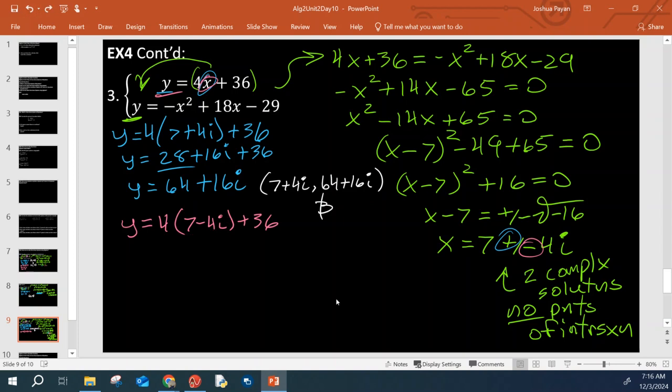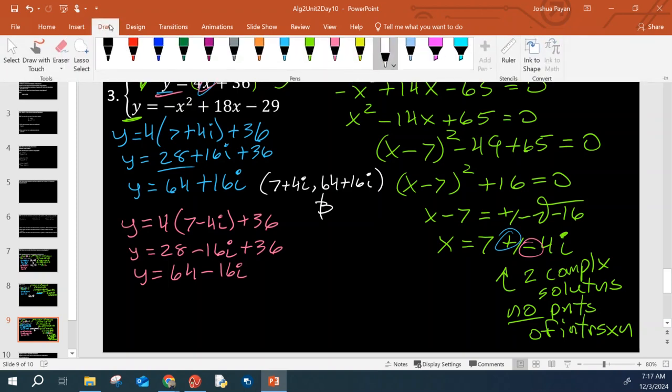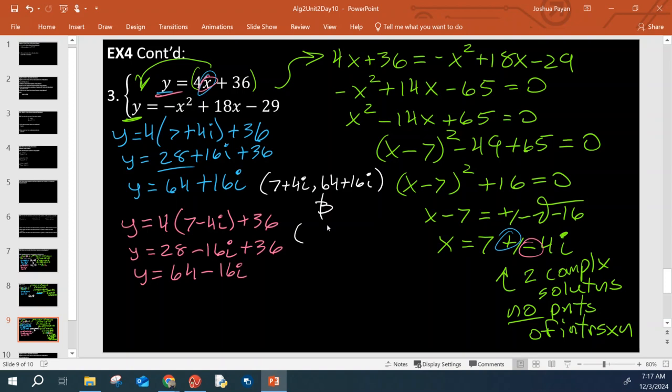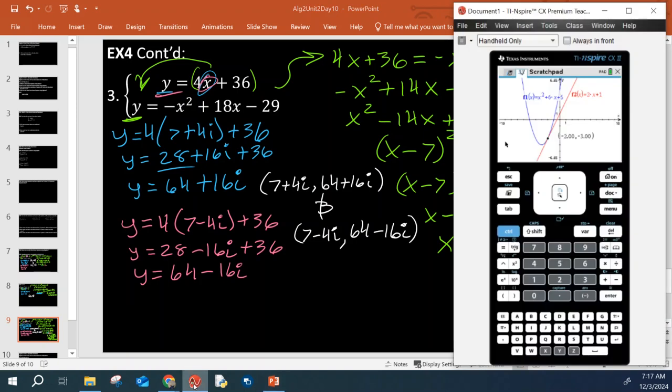So 4 times 7 is still going to just be that 28. 4 times the negative 4i is going to be negative 16i this time. And then we still have the plus 36. We combine them into 64 minus 16i. So that just means my second solution is just the conjugate complement of my first one. So x is 7 minus 4i, and the corresponding y coordinate to that is 64 minus 16i. And I've got it. And again, just to prove my point, chuck it in the calculator.